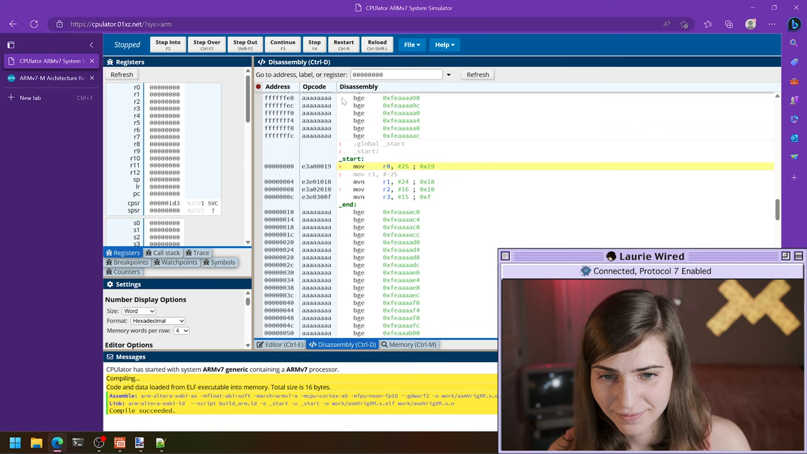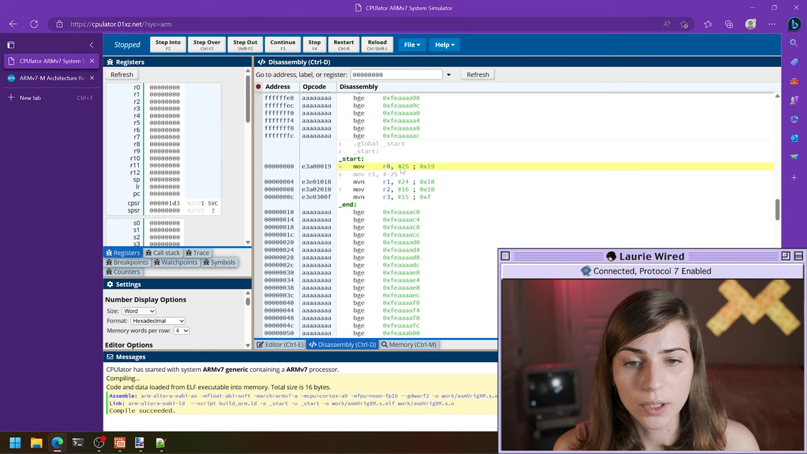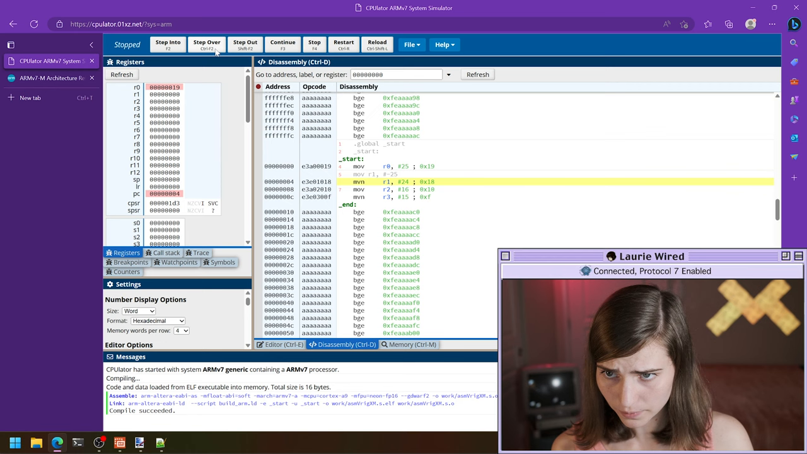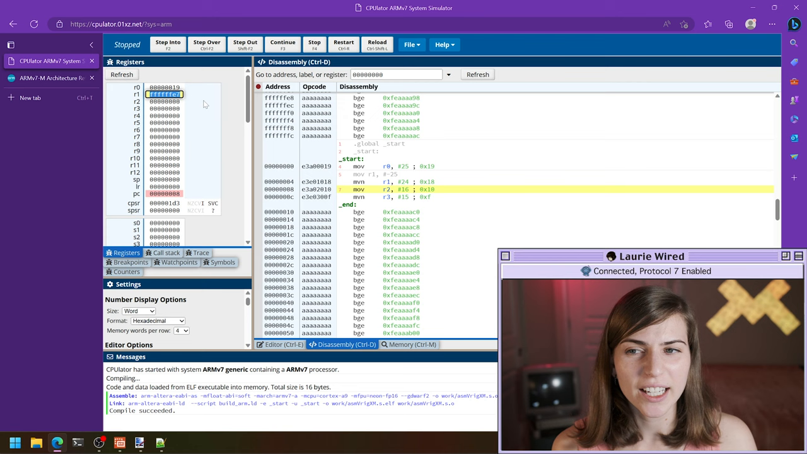Okay, so we have our compilation, and you can see this is our number in decimal right here, and this is our number in hex right here. So let's do step over, and it's going to start moving these into our registers over on the left-hand side. Let's do one more step over, and let's just look at this first value right here and see the weird representation that is happening right now.